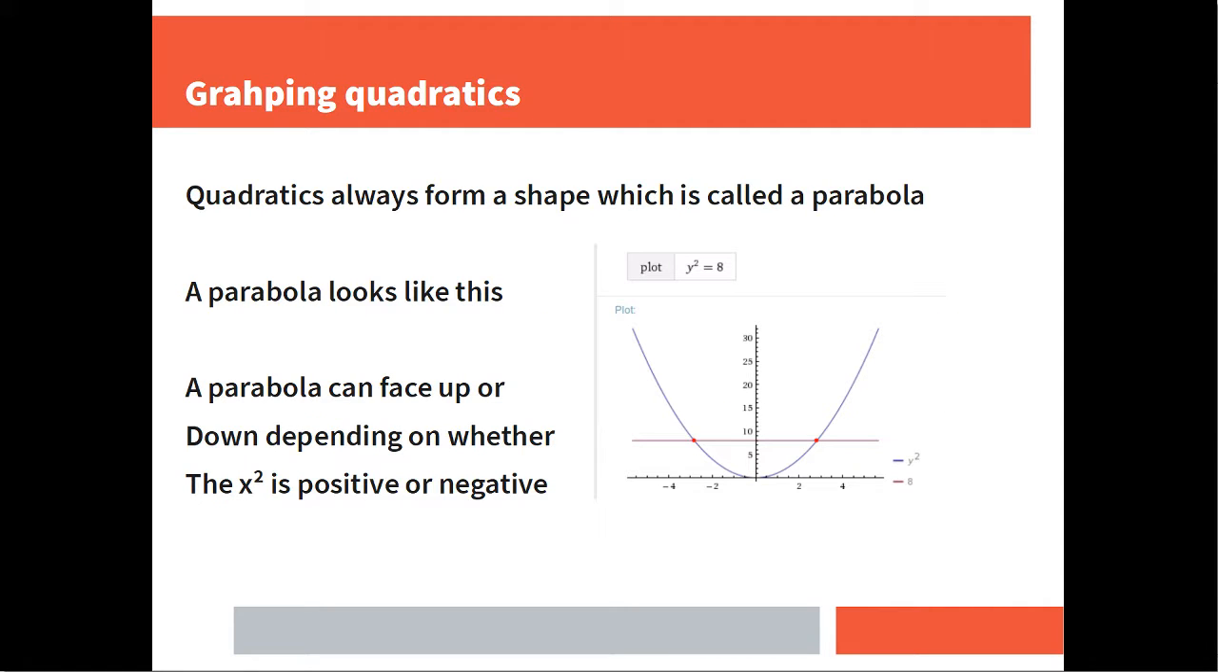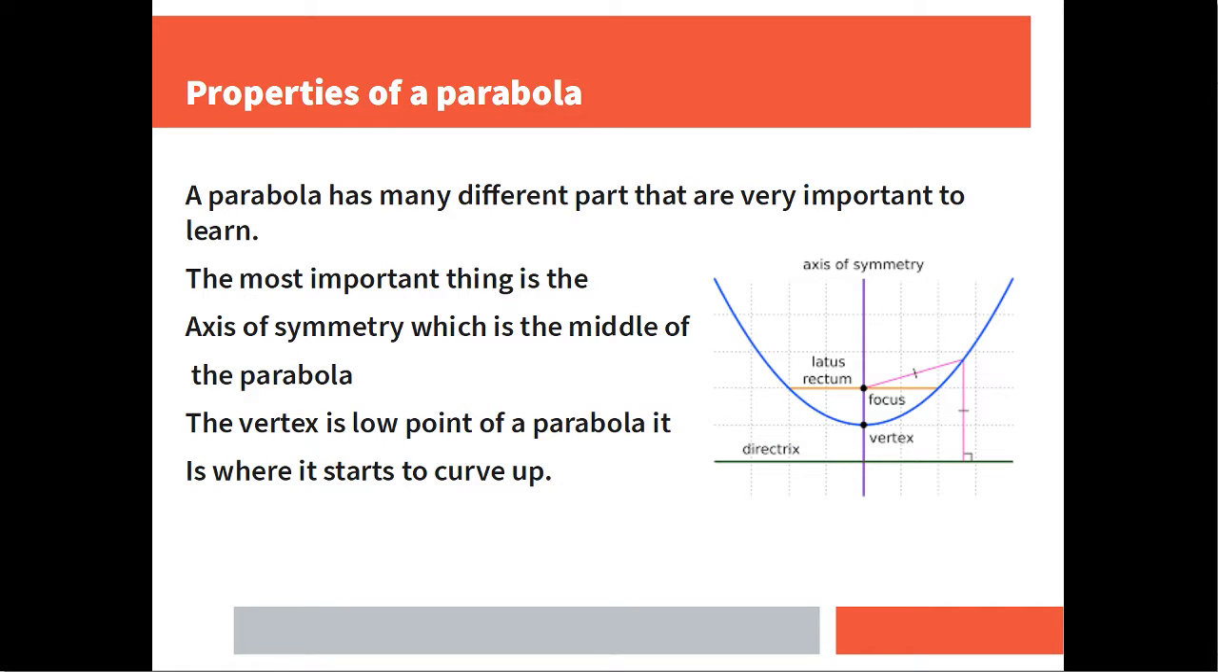Quadratics also always form a shape which is called a parabola. When you graph a parabola, you always get a U kind of curve shape to it. But they don't always turn out as U's. Sometimes they turn up as upside down U's. So parabolas can face up or down depending on whether the x squared is positive or negative.